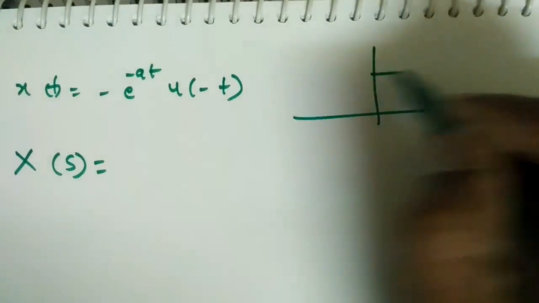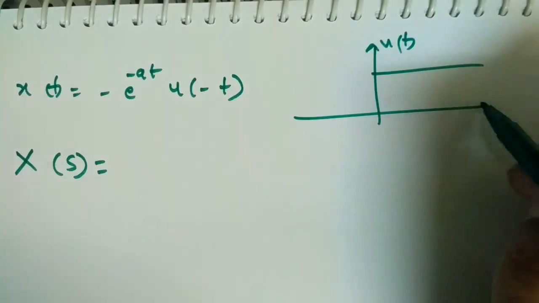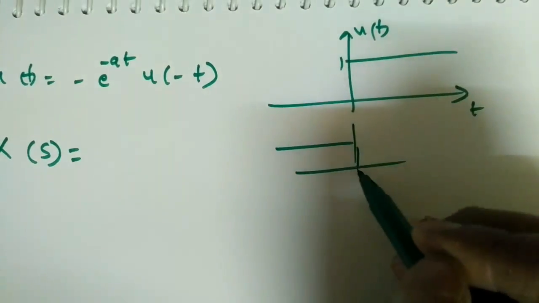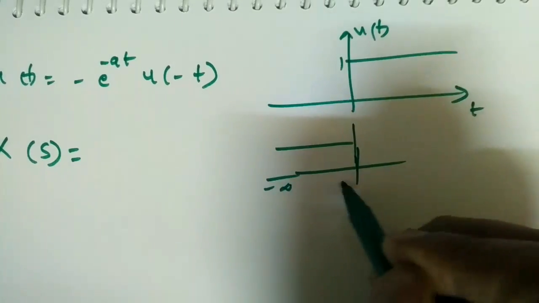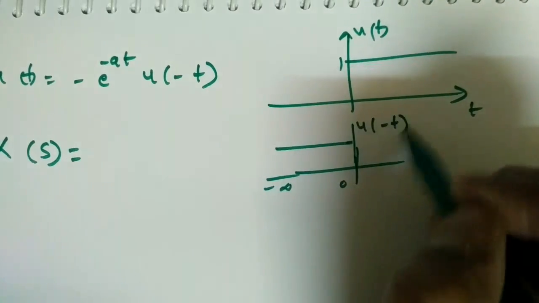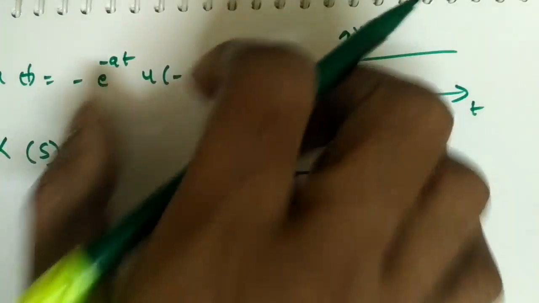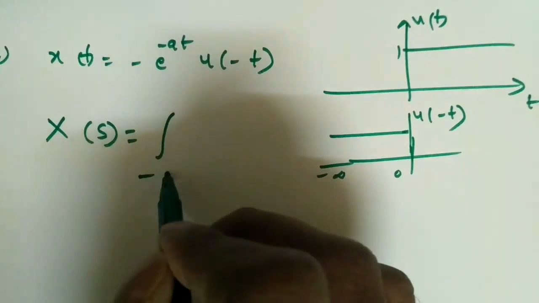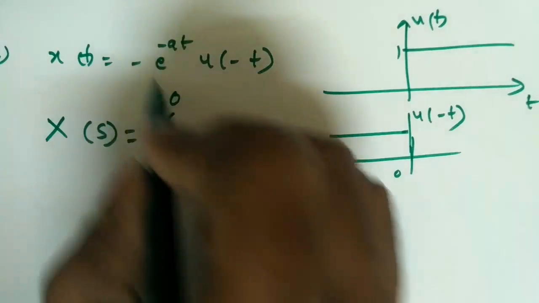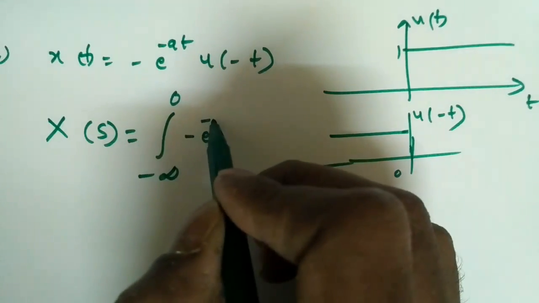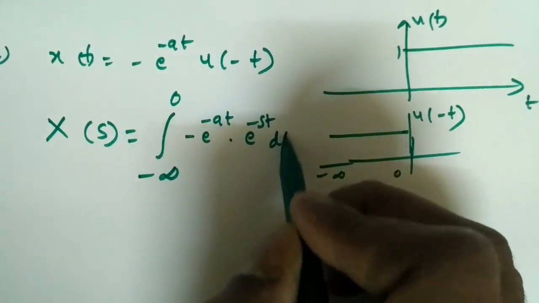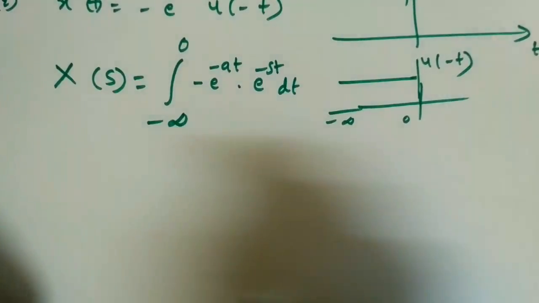See, u of t is like this, right? From 0 to infinity we get amplitude 1. Now the reversal, u of minus t, is from minus infinity to 0, right? This is u of minus t. That means the limits of this function will be minus infinity to 0. That is the meaning. So I'm directly writing the limits minus infinity to 0, and the function I'll use is minus e power minus at into e power minus st dt. This is the Laplace transform we are finding.